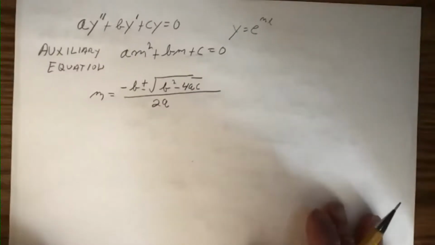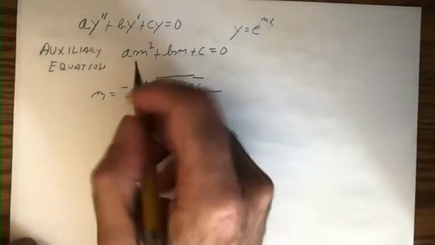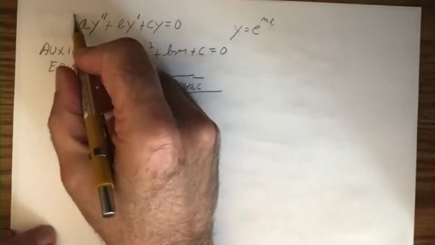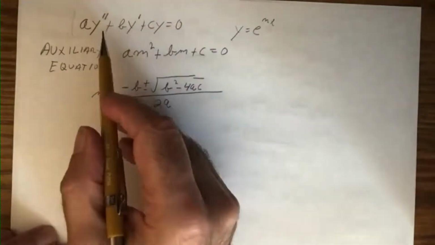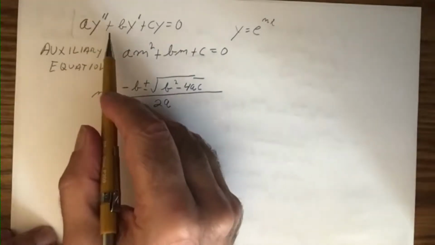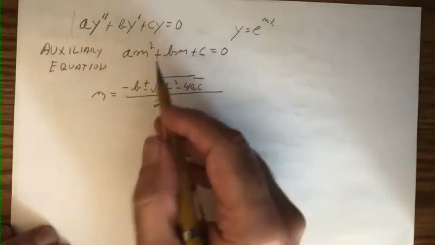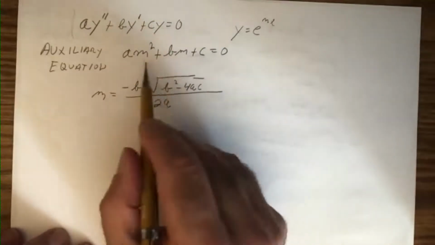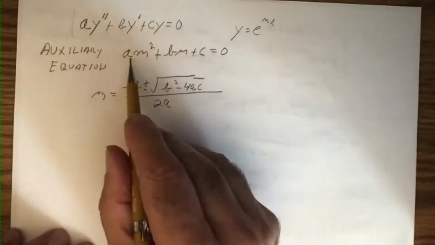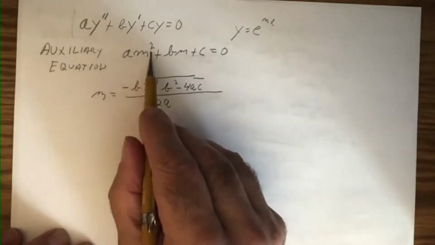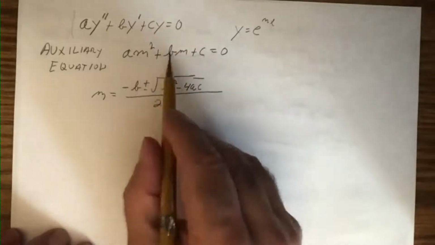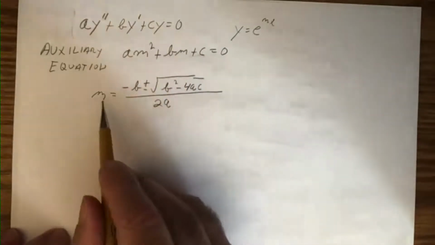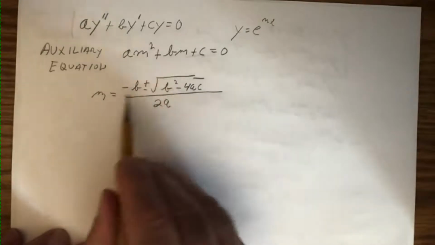All right. So when you have a second order linear differential equation with constant coefficients, homogeneous, that's what this is, I can immediately write down the auxiliary equation, and that's just going to be a times m squared plus b times m plus c, where m is like x in the quadratic equation. And then my solutions for m are just given by the quadratic formula.